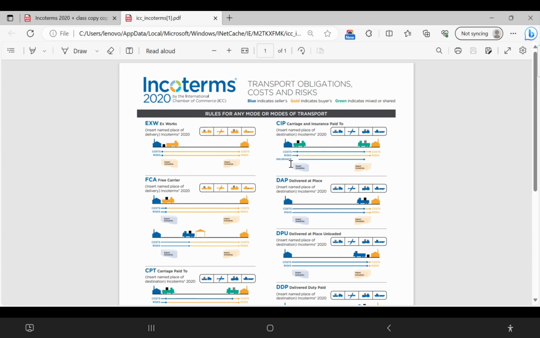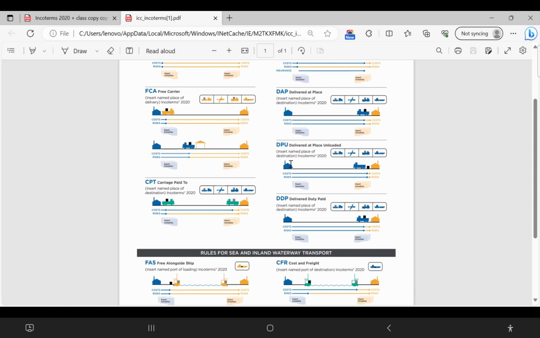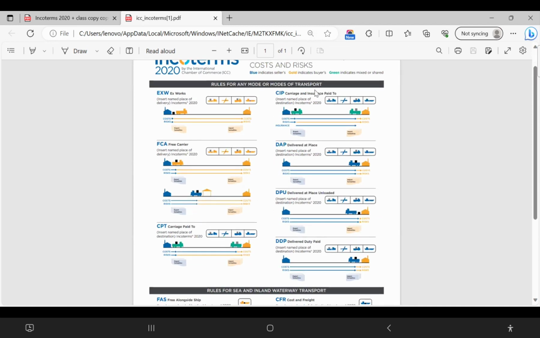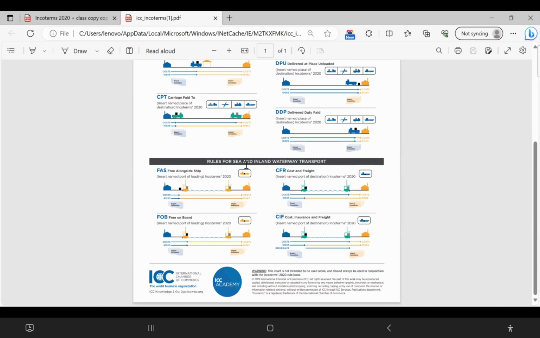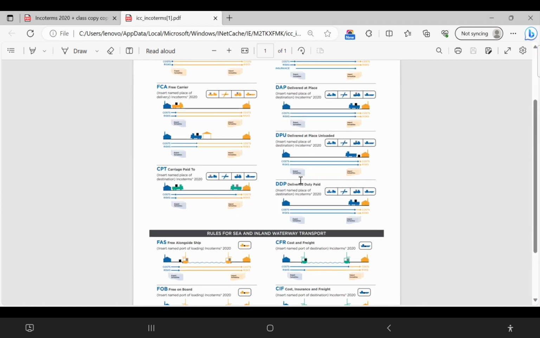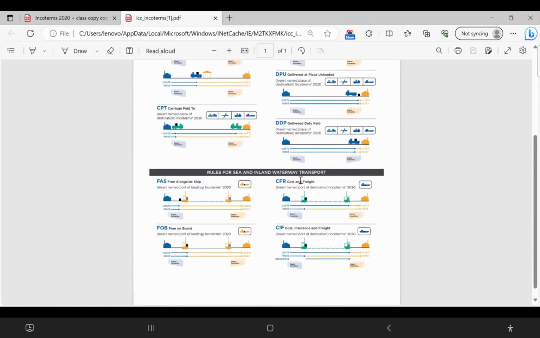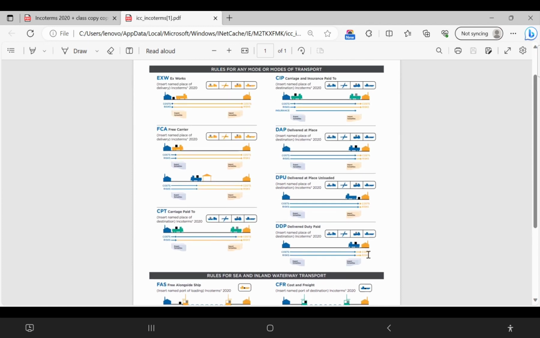Then we have 2 groups of Incoterms: rules for any mode or modes of transport, and rules for sea and inland waterway transport. Broadly categorized into two types: one meant for any mode and the second meant only for waterway transport. So with this brief, I'll take you through the slides.